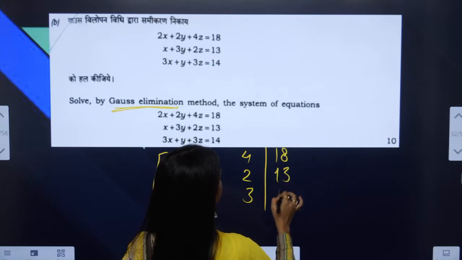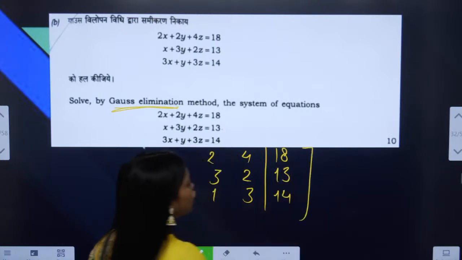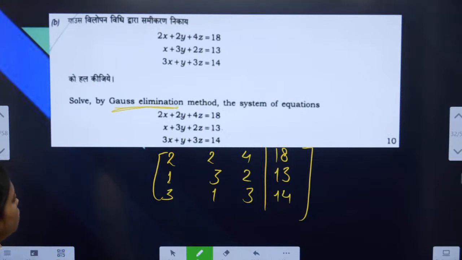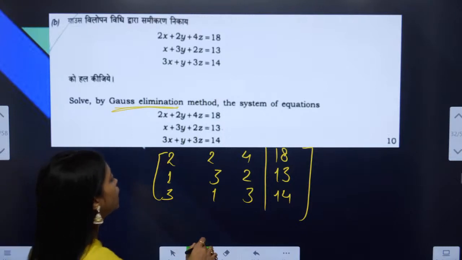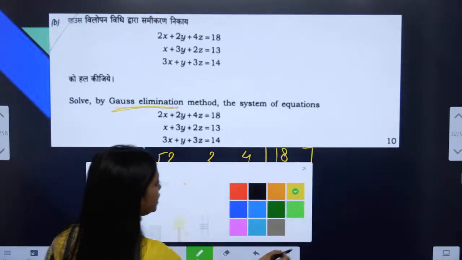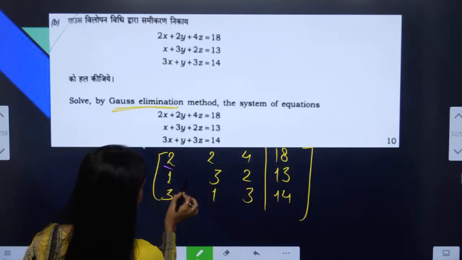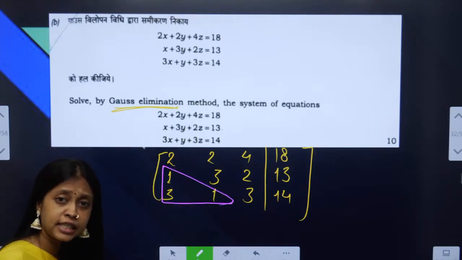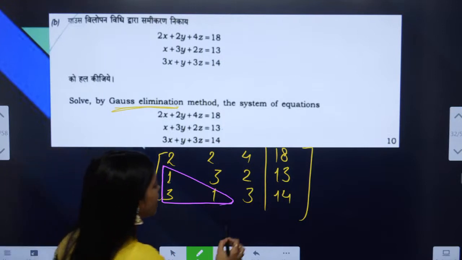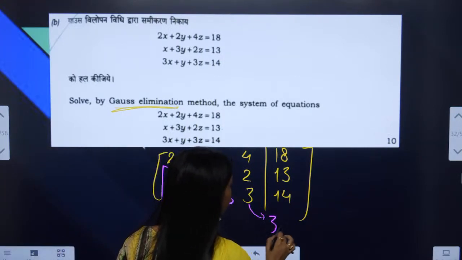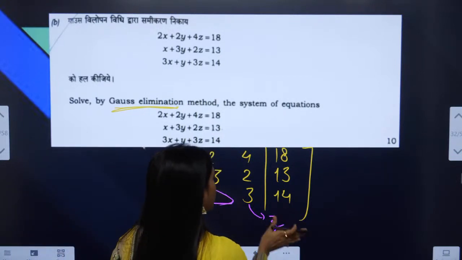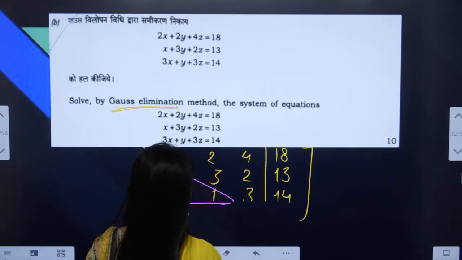18, 13 and 14. Reduce it to the echelon form. So at the end basically you will make these 3 elements 0. Once these 3 elements are 0, you can directly get the value of z from here. Substitute that z, because after this you will get 3 equations.